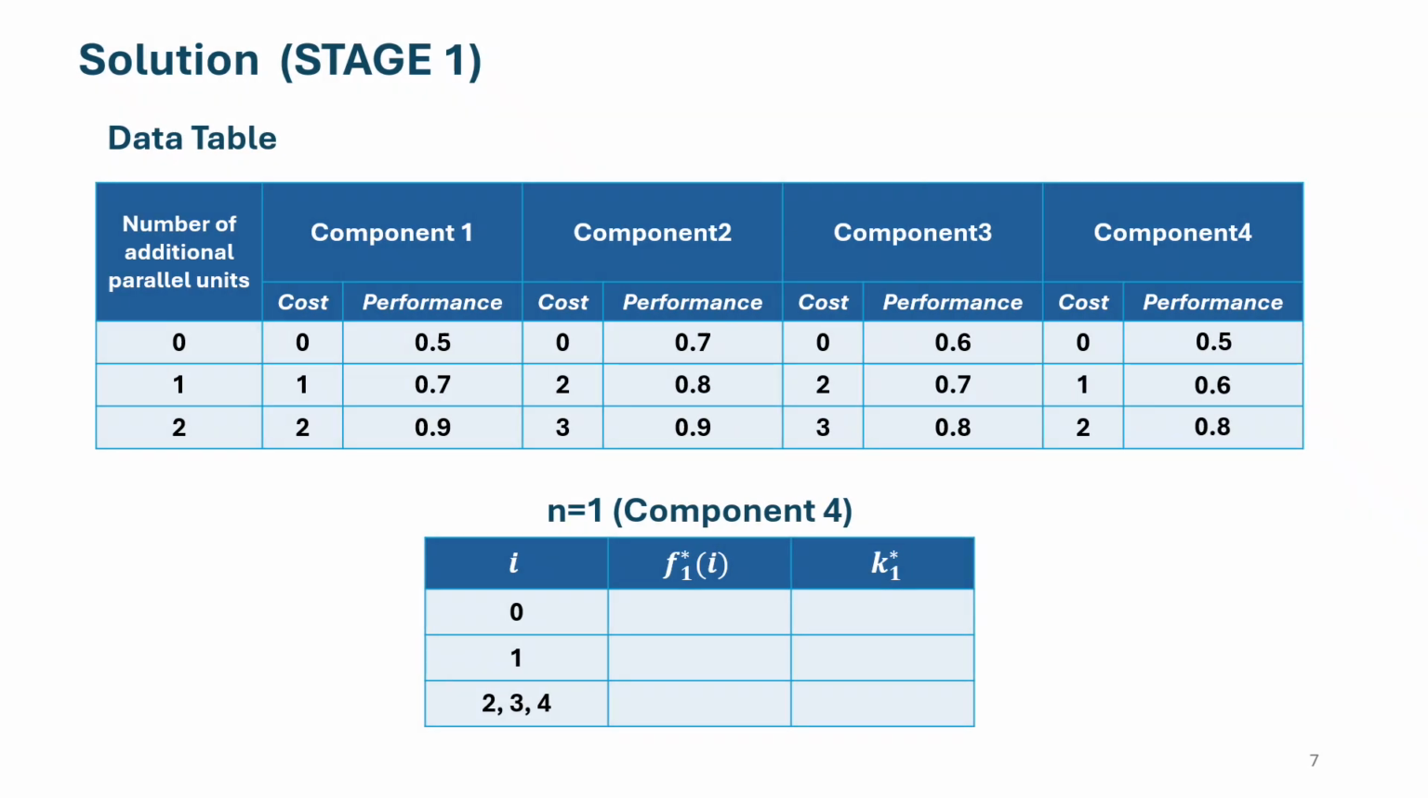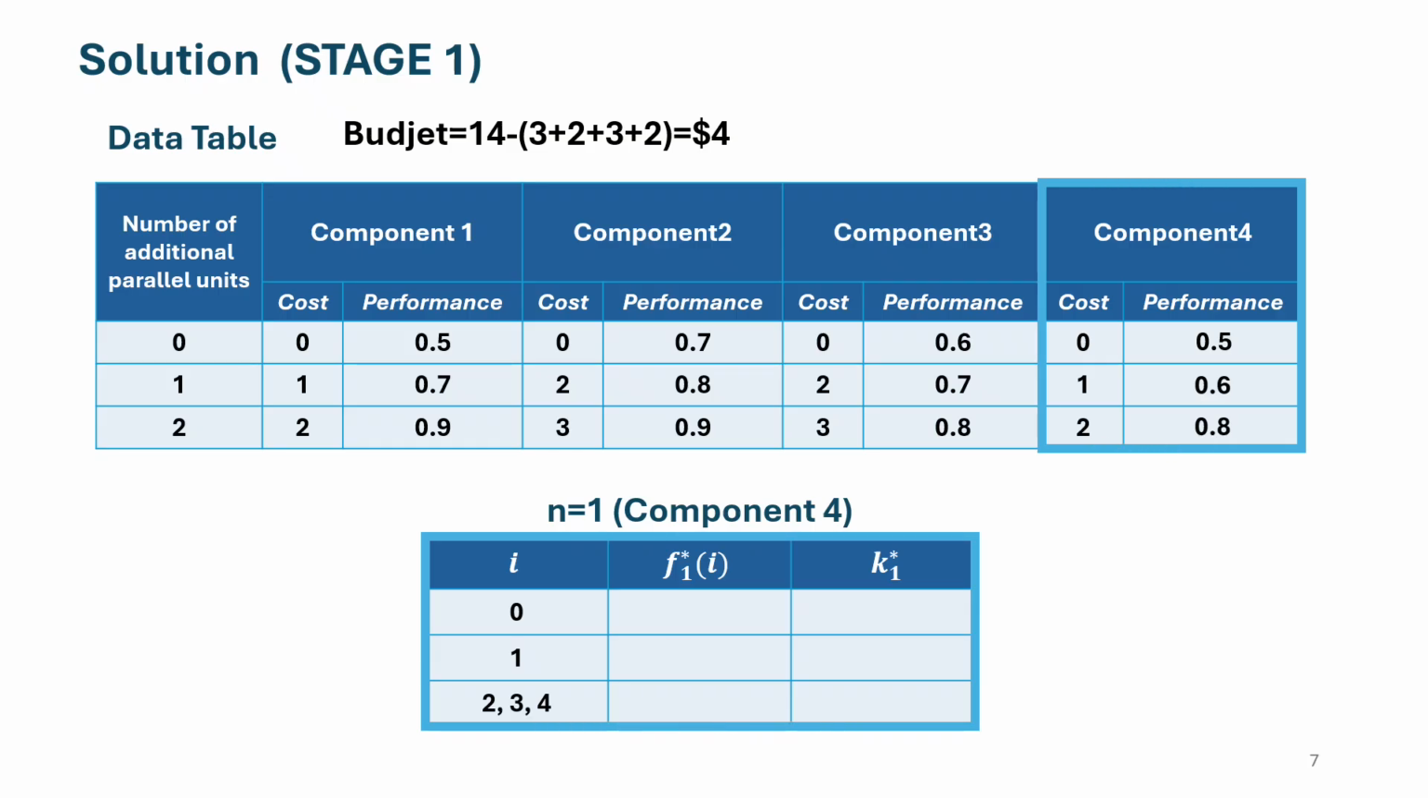In this stage, we initiate the system reliability optimization process, focusing solely on component 4. To simplify our calculations, and considering that one base unit has already been installed for each component, we now have a remaining budget of $4 that must be managed for purchasing additional units. Now, please refer to the results table at the bottom of the slide. This table specifies the best choice and outcome for each budget amount.